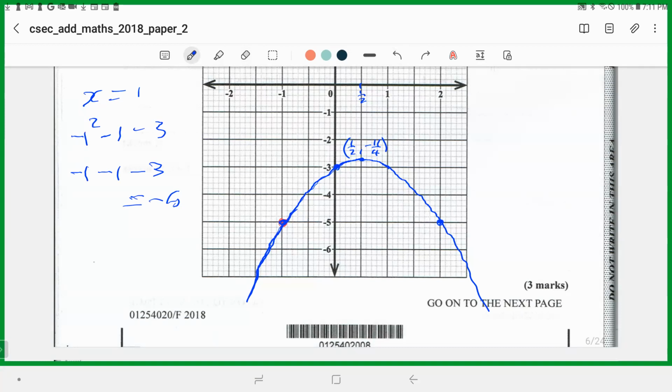So what about the range of this function? X is real. What's the range? What's the range of this function? Range. What is the range? This is the domain. This is the domain.